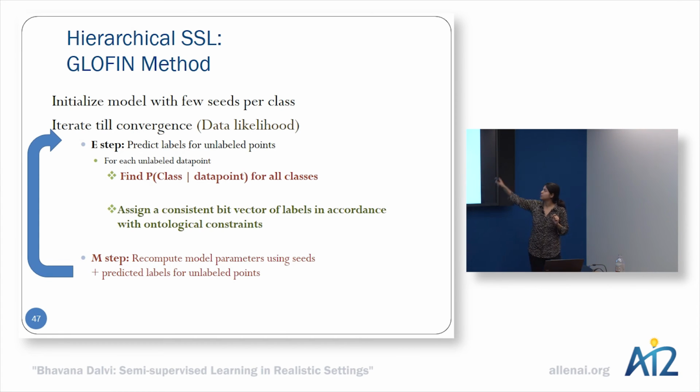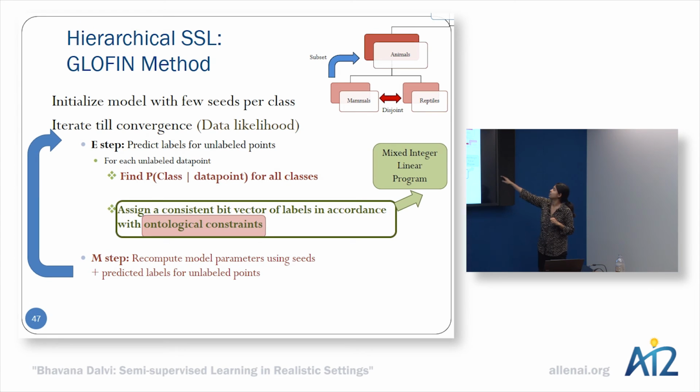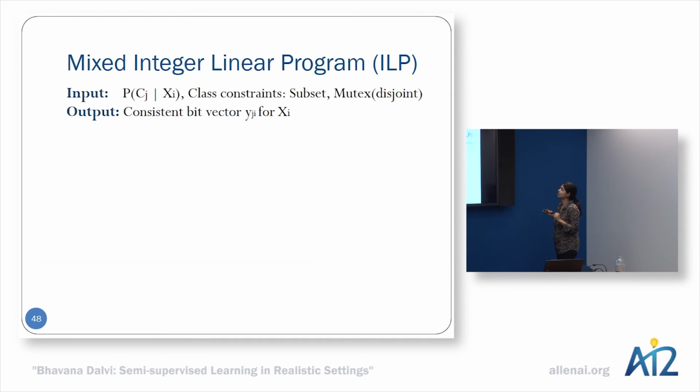So we again use the same semi-supervised EM framework. The only difference is when we are picking the classes. Here we have the posterior distribution of class given data point, and the task is to assign a consistent bit vector that aligns with the ontological constraints. For the rest of the model, you can use any model of your choice, but for this particular part, we are proposing a mixed integer linear programming based solution which can incorporate the subset and disjointness constraints.